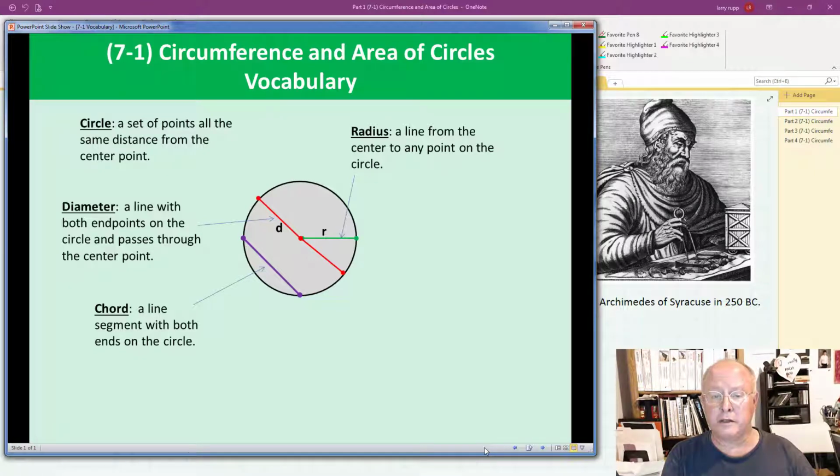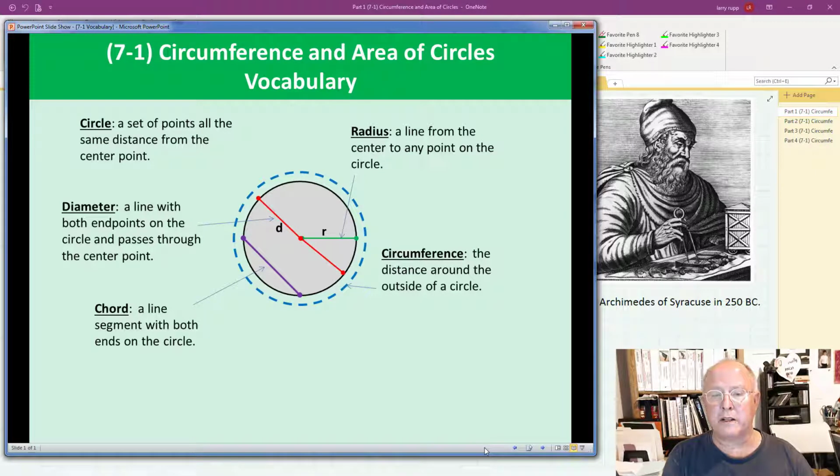All right, what's the last piece here? The circumference. The circumference is simply the outside distance around a circle. If you started at one point on that circle and you marched your way all the way around that circle to where you started from, that's the circumference. In geometric terms other than circles, like squares and rectangles, that's called the perimeter. Same idea. It's the distance around the outside of the object. The circumference is the distance around the outside of the circle.